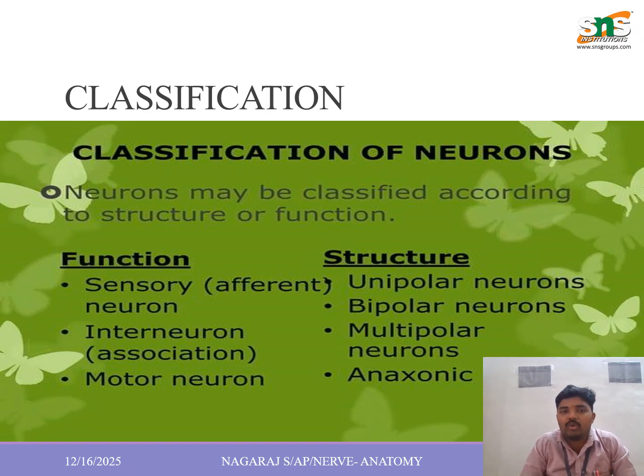Then the classification of neurons, mainly according to structure or function. The function-based classification is the sensory neuron, which is the afferent neuron, the interneuron, which is the associated neuron, and the motor neuron. The structure-based classification is the unipolar neuron, bipolar neuron, multipolar neuron, and anaxonic neuron. This class explained what a neuron is, the types of neurons, the classification of neurons, and the difference between functional and structural classification.